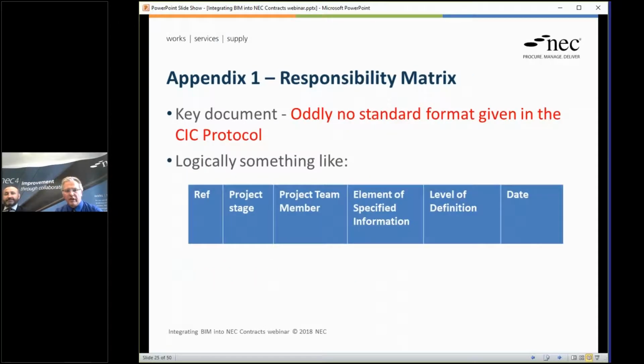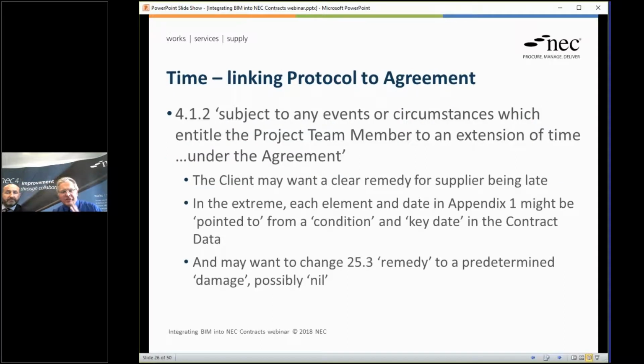Yeah. Okay, good point. That responsibility matrix, given that it's such a key document, I found it was rather odd there was no standard format for it in the protocol, but those are the sort of things, the columns I would expect to see, who's got to provide what when, basically. We'll leave it at that. In terms of the timing linking, this is an issue that I've maybe got myself too worried about. We'll see.